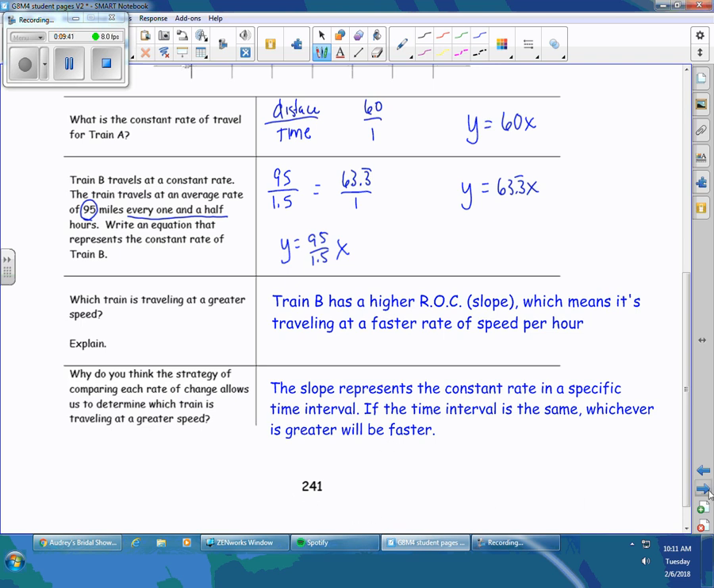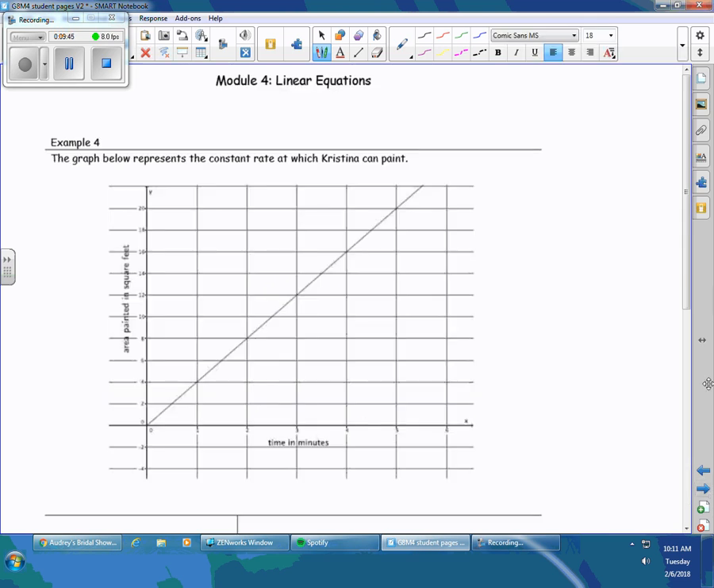Go ahead and pause the video if you need to, but I'm going to move on to example 4. Example 4 represents the constant rate at which Christina can paint. So we've got time in minutes going across the bottom, that's our x, and area painted in square feet going up the y. So in 1 minute, Christina is painting 4 feet.